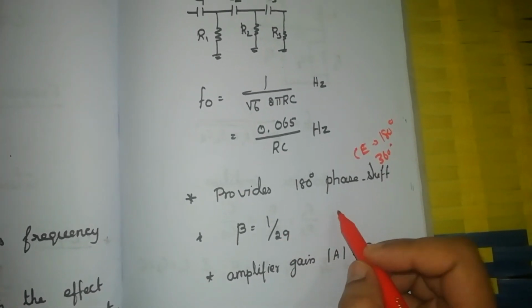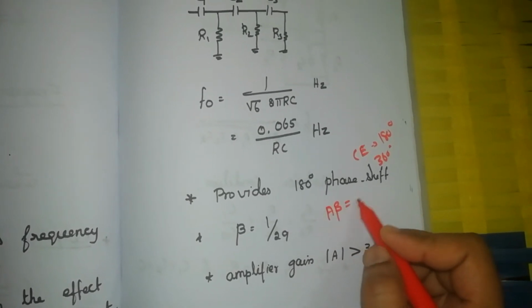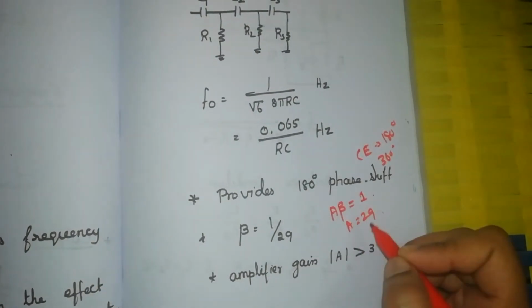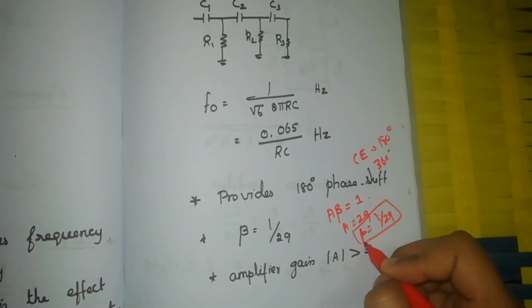And also for oscillation, Aβ must be equal to 1, and we have A is equal to 29 for the circuit, so β must satisfy the condition of 1 by 29.